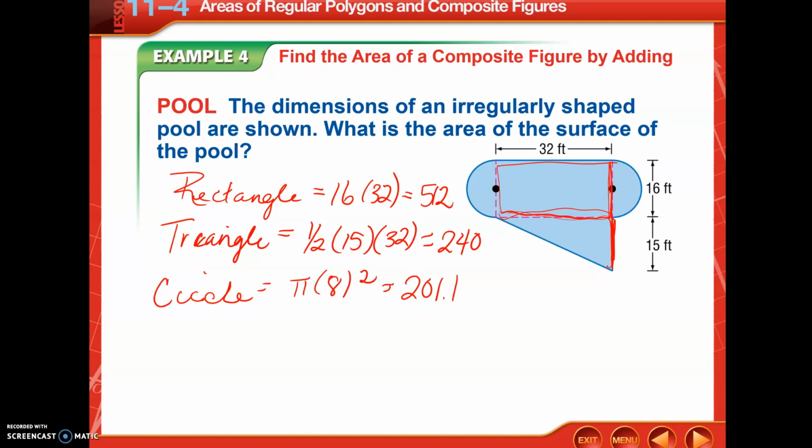So the 201.1 plus 240 plus 512, and we get 953.1 feet squared. So all of these shapes you have, you're just going to have to take them each piece by piece and then find their area. So that is the area of regular polygons and composite figures.